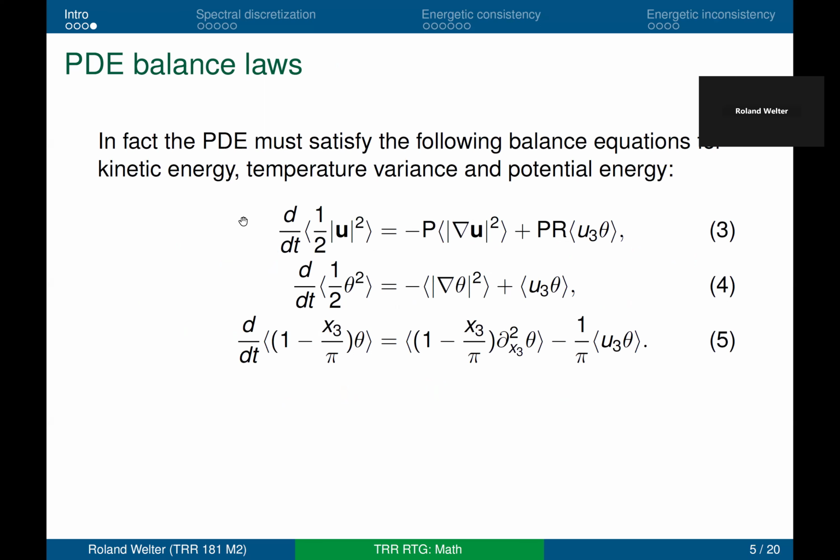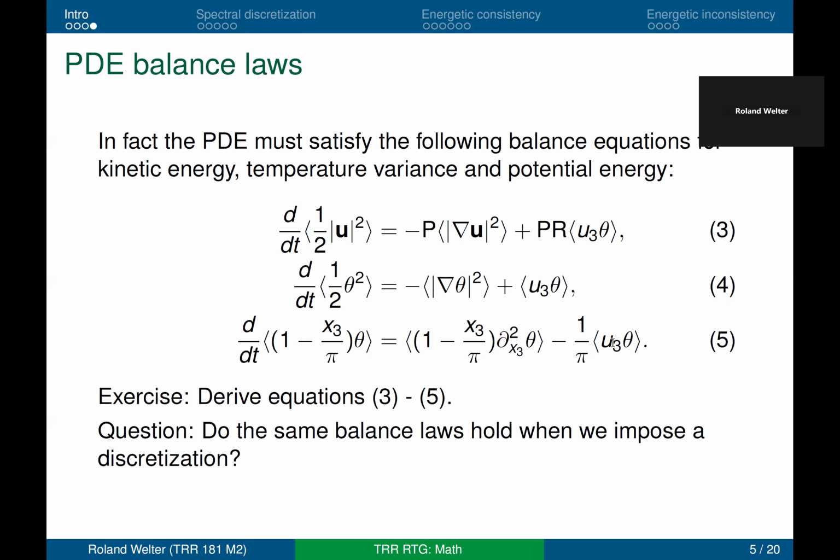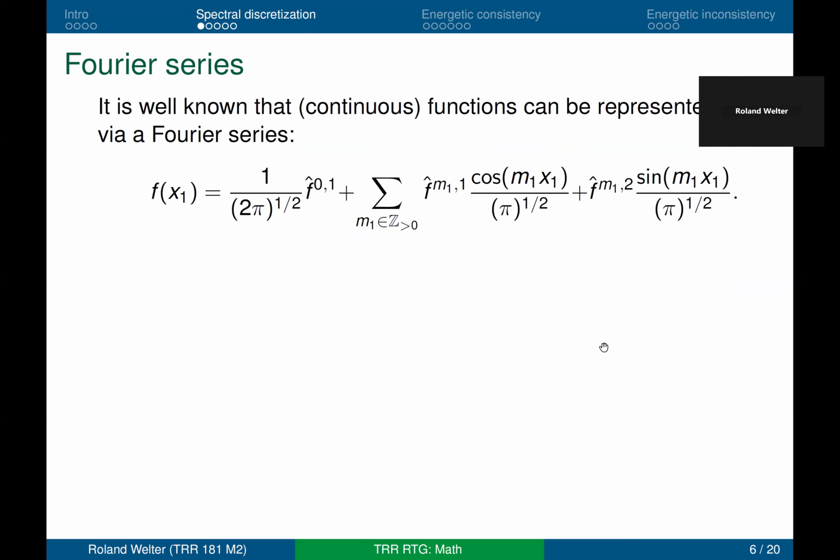In fact, the PDE must follow the following balance equations for the kinetic energy, temperature variance, and potential energy. And so the first exercise is that you derive these equations by the procedure outlined above. And the question we're interested in is, do these same balance laws hold when we impose a discretization? The type of discretization we'll consider today is known as a spectral method or a Fourier series.